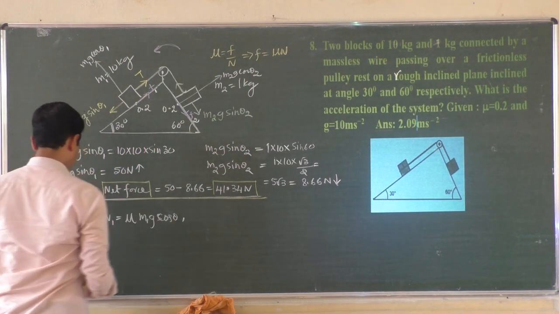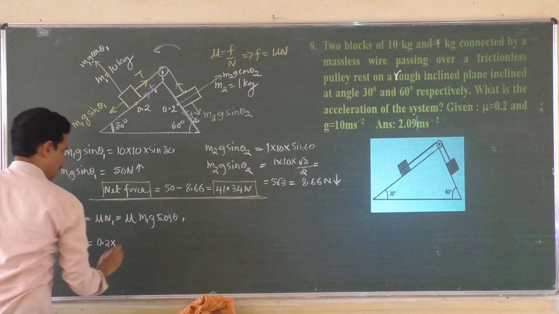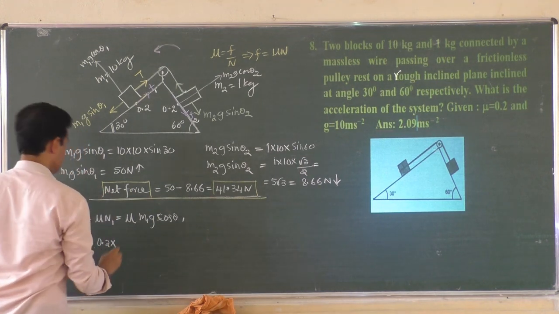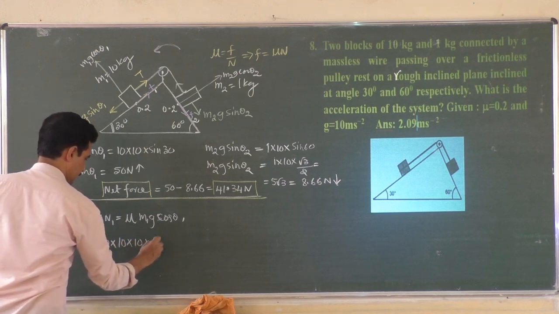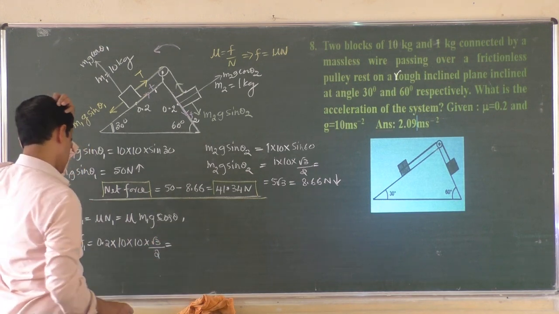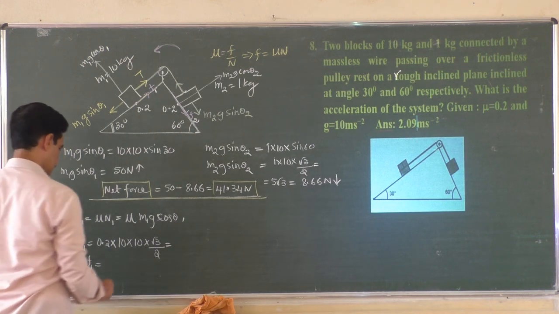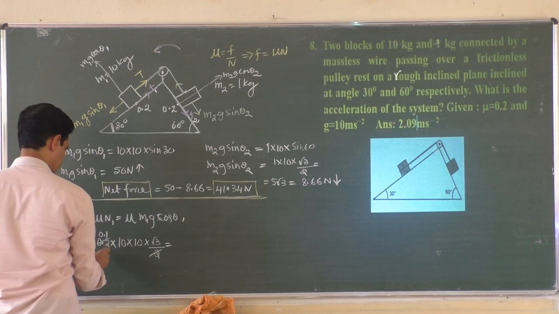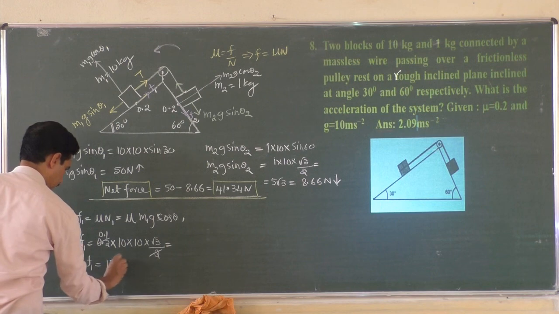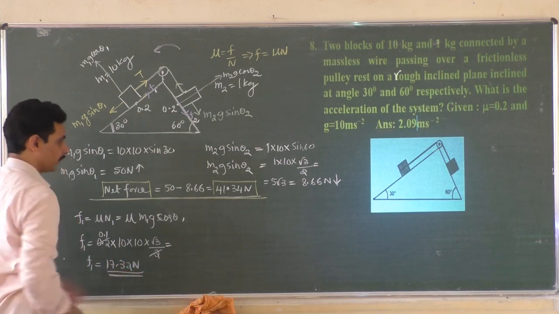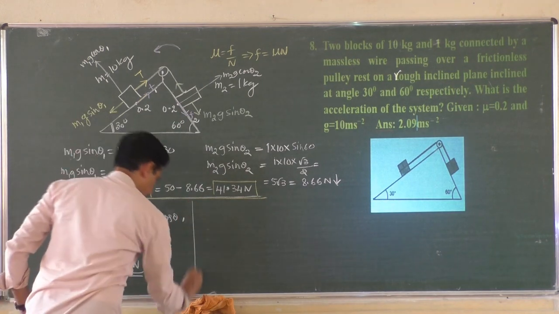Okay. F1 is equal to mu into m1g cos theta 1, mu is 0.2, m1g is 10 into 10, cos 30 is root 3 by 2. So F1 is equal to around 0.1 times 10, 10 into root 3, that is 17.32 Newton. Right? 1.732 into 10. ಇದು 1 ಆಯಿತು ಈ ಪ್ರಾಡಕ್ಟ್. ಸೊ F1 ಇಷ್ಟ ಆಯಿತು. What about F2?